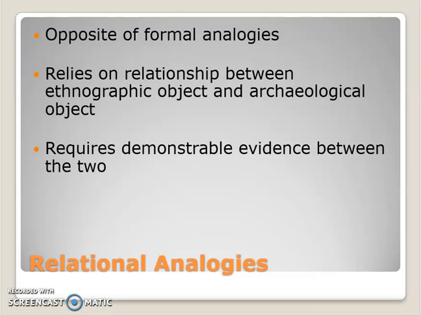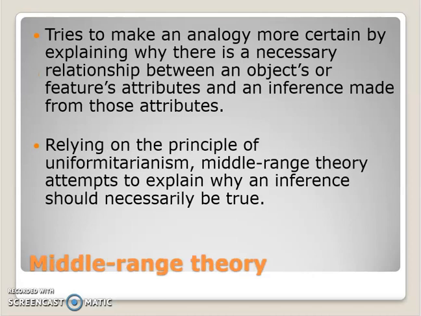experimental archaeology. So to wrap up, the whole point of middle range theory is to make some sort of relationship between an object or a feature and what the cultural purpose of that is. So we rely on this principle of uniformitarianism and we use middle range theory as a way to explain the relationship between items in the past and use in the present so that we can understand the use in the past as well. So hopefully that made sense to you.